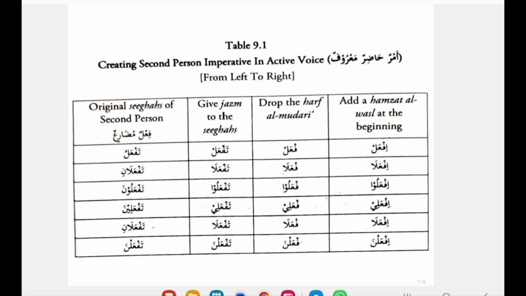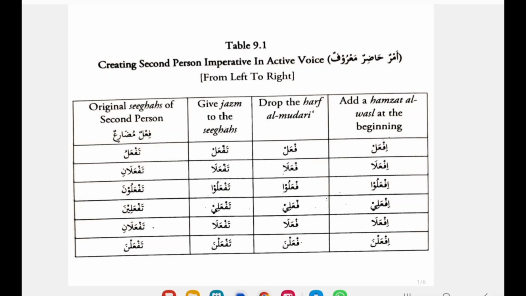The second thing you need to do is drop the harful mudari'. The harful mudari' in this case is ta. So from taf'al, taf'ala, taf'alu, taf'ali, taf'ala, taf'alna, now you start dropping all the tas. Now you can't really read it. You can't say f'al or f'ala. It sounds weird. So you're going to drop all the tas, and in the end, you add a hamzatul wasl at the beginning. So it becomes if'al, if'ala, if'alu, if'ali, if'ala, if'alna.